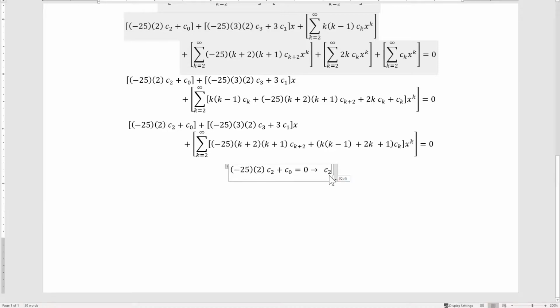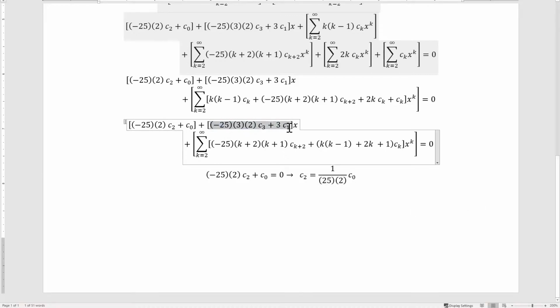So c sub 2 will equal 1 over 25 times 2. I mean, that's 50, right? And the negatives will cancel, and then we have c sub 0. So that's 1 over 50, but let's keep it unsimplified for now, and see if there's anything that we can put together in a pattern.